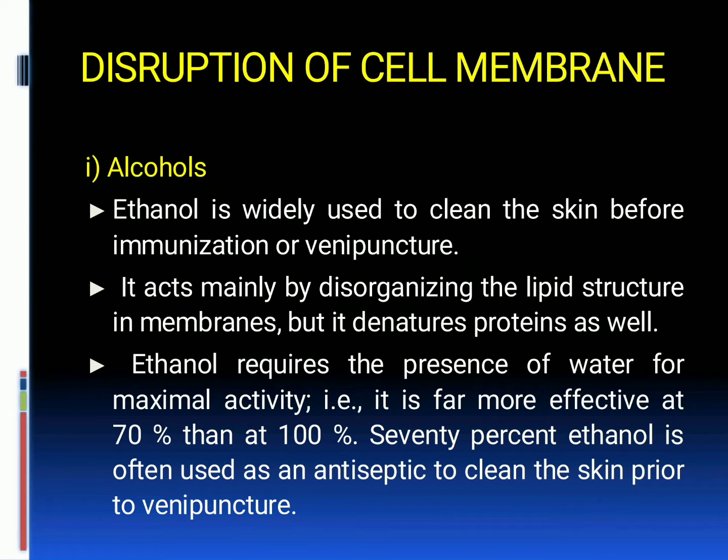Mode of action. First one, disruption of cell membrane. Alcohol. Ethanol is widely used to clean the skin before immunization or venipuncture. It acts mainly by disorganizing the lipid structure in the membrane, but it denatures protein as well. Ethanol requires the presence of water for maximal activity. It is more effective at 70% than 100%. The 70% ethanol is often used as an antiseptic to clean the skin prior to venipuncture.